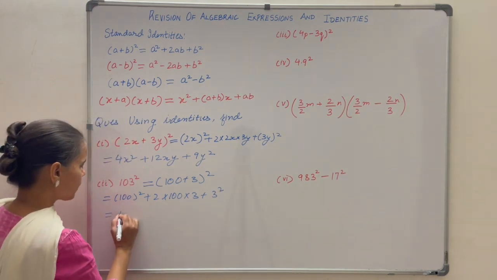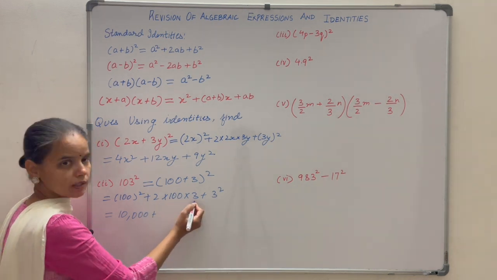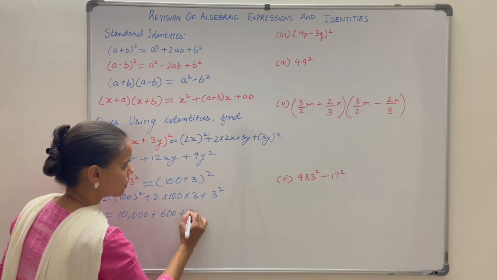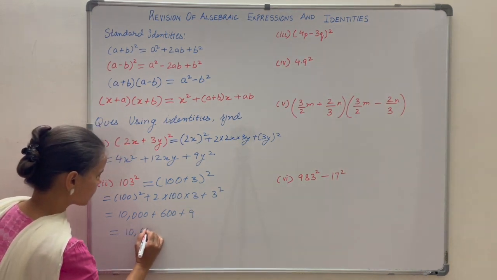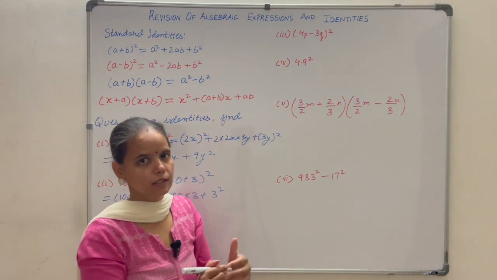So 100 square is 10,000. 2 into 3 is 6. 6 into 100 is 600. Plus 3 square is 9. So this is 10,609.